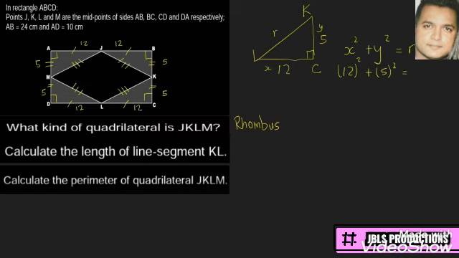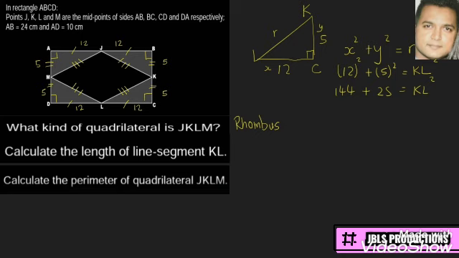And then we have r squared, but r squared is my KL. They want me to find KL. Now remember, it's KL squared. So we have 144 plus 25 is equal to KL squared. And remember, at the top here, we must write Pythagoras. You must have a reason whenever it comes to geometry. So when you are saying x squared plus y squared is equal to r squared, you can put theorem of Pythagoras, or some people put PYTH, but as long as you indicate to your teacher that you know you are using the theorem of Pythagoras.